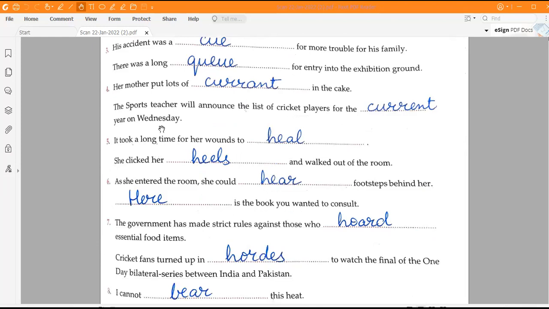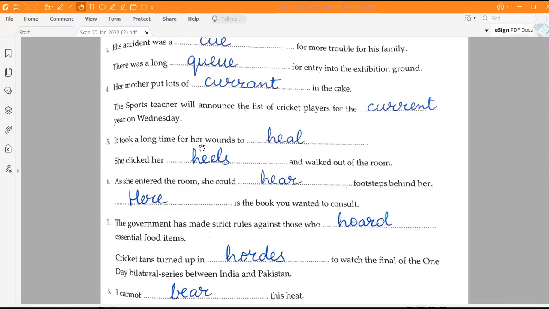Her mother put lots of currants in the cake, C-U-R-R-A-N-T. The sports teacher will announce the list of the cricket players for the current year on Wednesday, C-U-R-R-E-N-T.